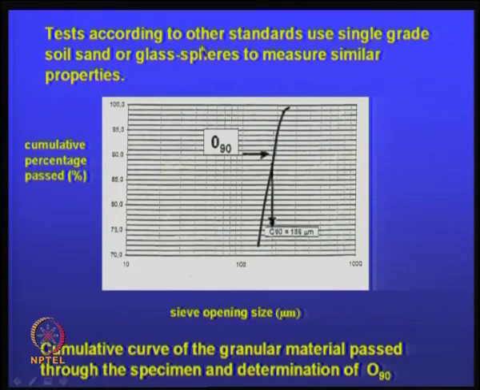Tests according to other standards use a simple gradation, or glass spheres, to measure similar properties. As just mentioned, you can have fine sand also, or glass spheres, to measure the properties. So this is how we get it.